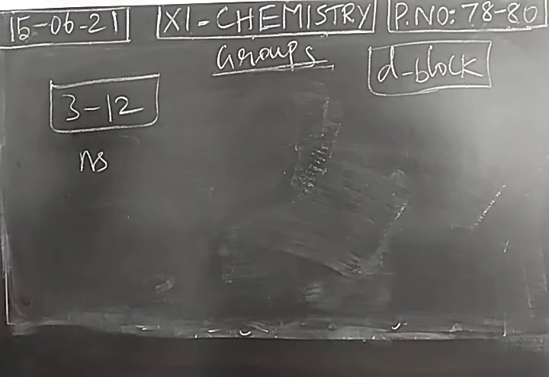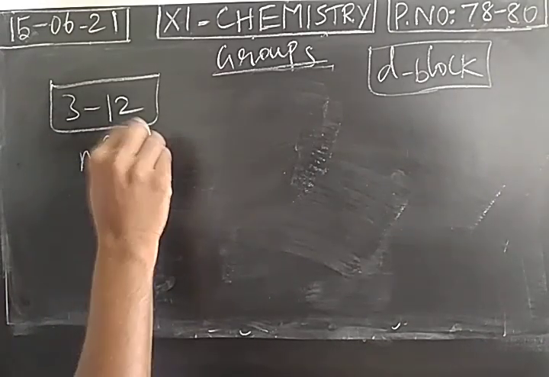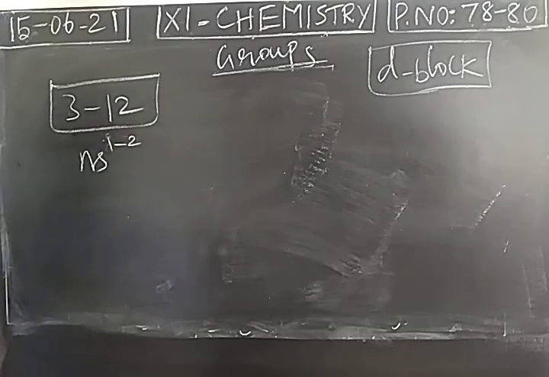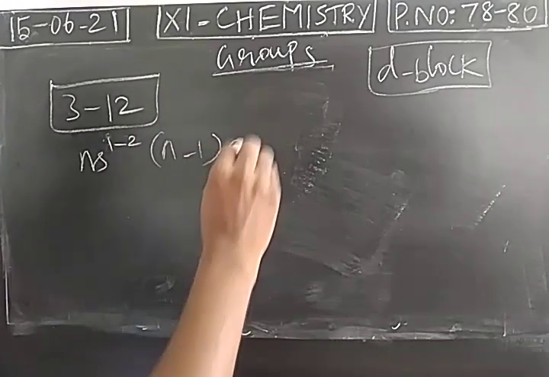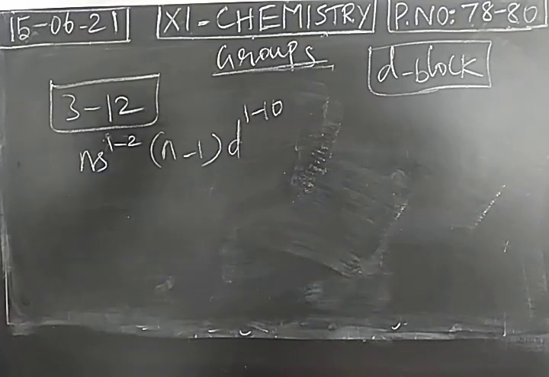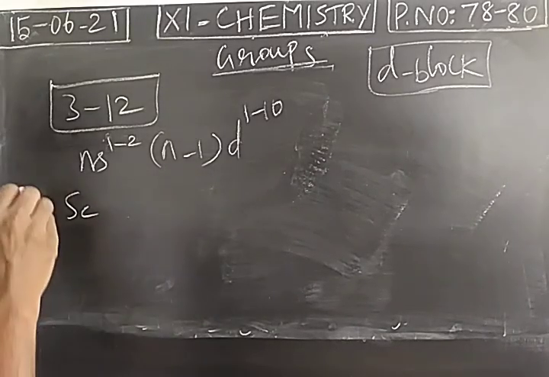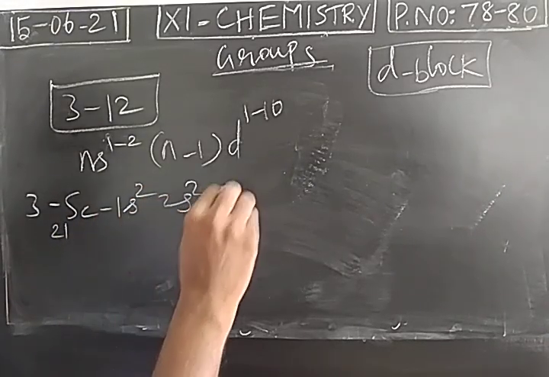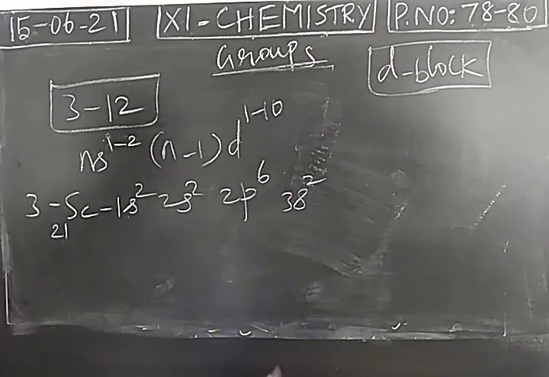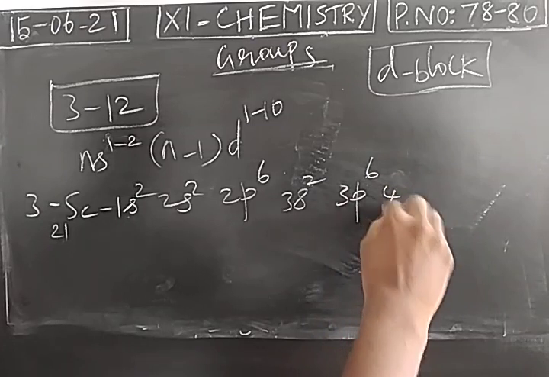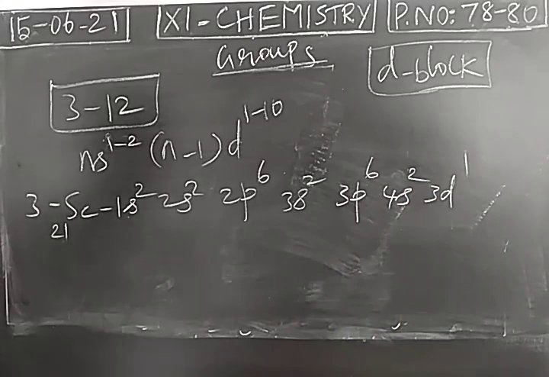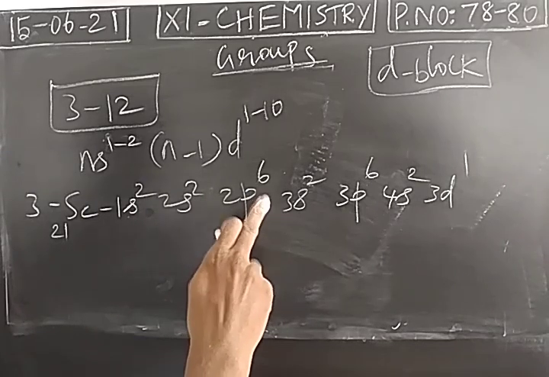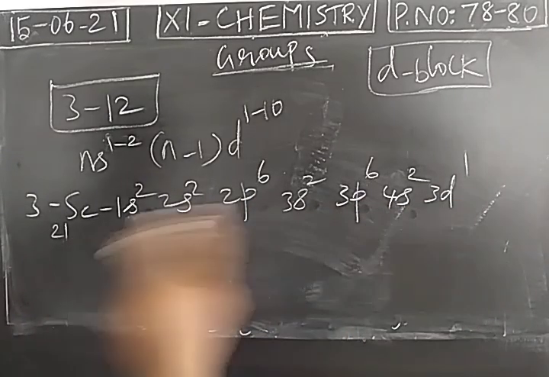The general outer electronic configuration is ns 1 to 2, (n minus 1) d 1 to 10. So this is the outer electronic configuration for d block. And you can take scandium present in group number 3, atomic number 21, electronic configuration 1s2, 2s2, 2p6, 3s2, 3p6, 4s2, 3d1. 21 electrons placed.